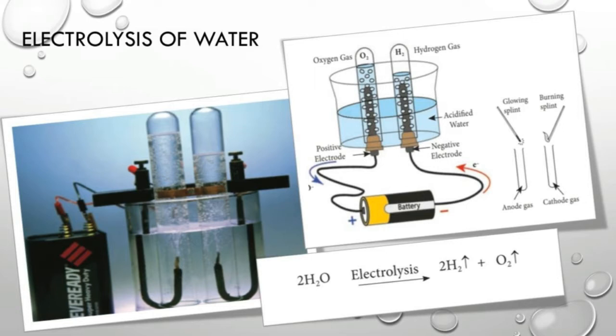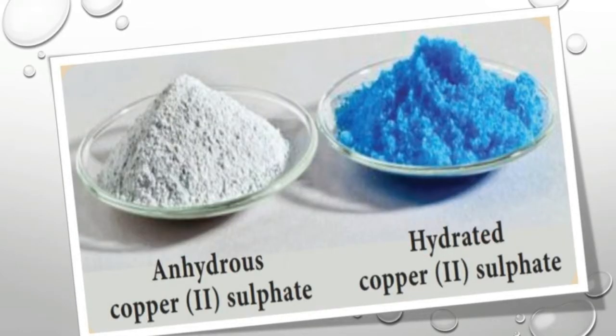Hence, for every 2 volumes of hydrogen collected at the cathode, there is 1 volume of oxygen collected at the anode. So, while electrolysis, the water molecule decomposes into hydrogen and oxygen gases. 2 molecules of hydrogen and 1 molecule of oxygen. If we add water drop by drop to the anhydrous copper 2 sulfate, we can notice the powder turning blue. See here, the water molecule is the reason for the color of copper 2 sulfate, and this is a test for water.